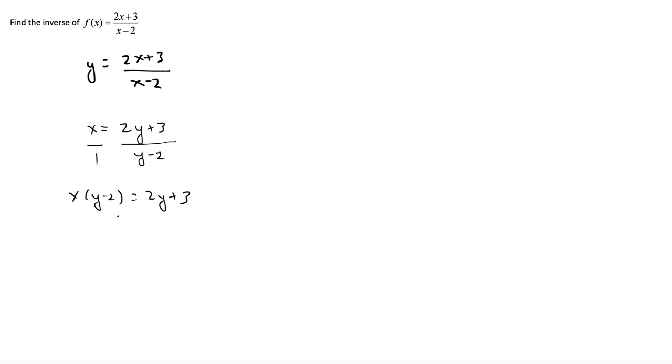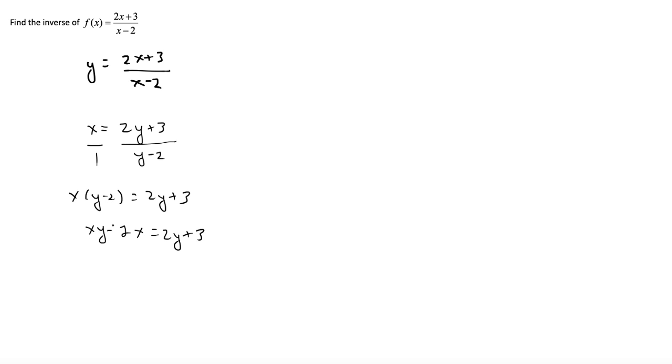So now there's a y on each side. We have to somehow combine the y's. In order to do so, the key step here is to get everything with the y on one side and everything without a y on the other side. So what I mean by that is, let's distribute through the x. So we get x times y minus 2x equals 2y plus 3.